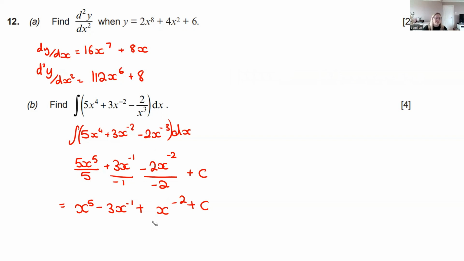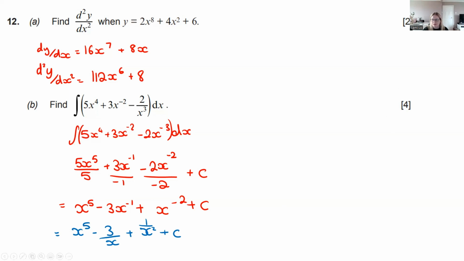Okay, so if you did want to put it in a fancy format, which you can do, there is the other option of showing it as x to the 5 minus 3 over x plus 1 over x squared plus c. But either one is accepted usually. Might be easier just to use the top one for now, but when you go on to your A-level course, that's when you're going to want to be putting them back over.